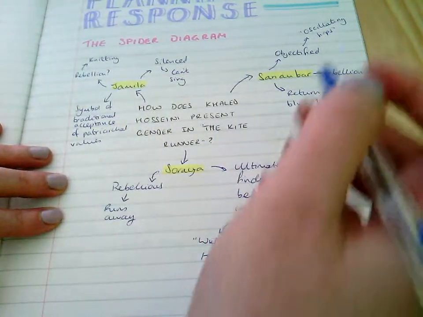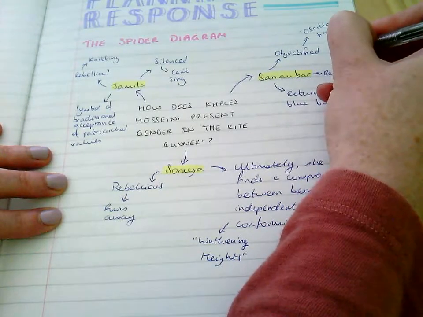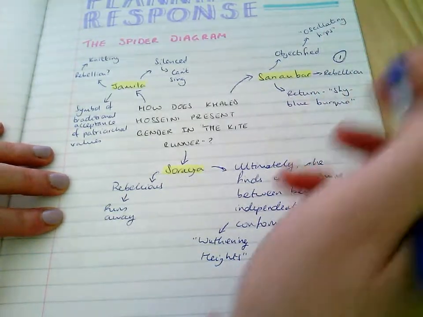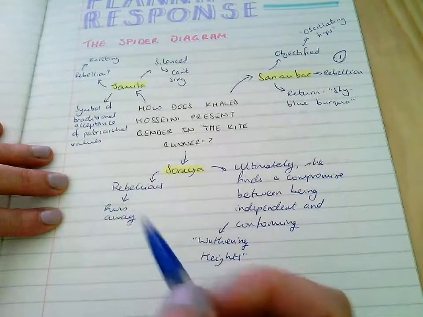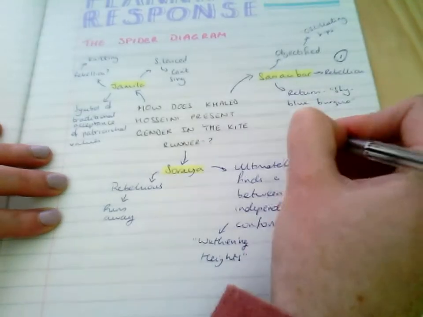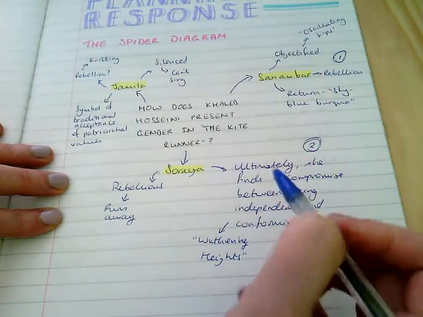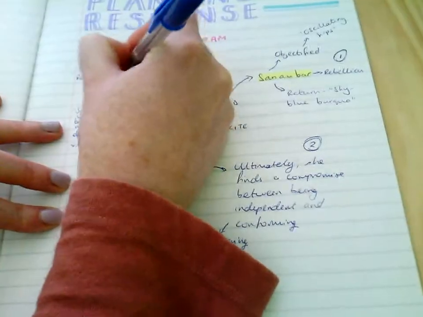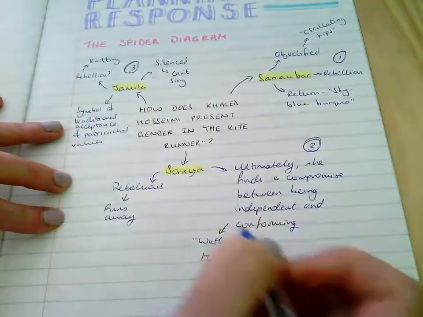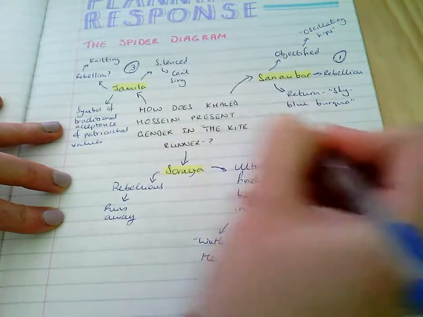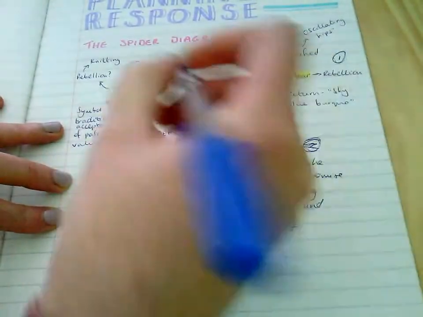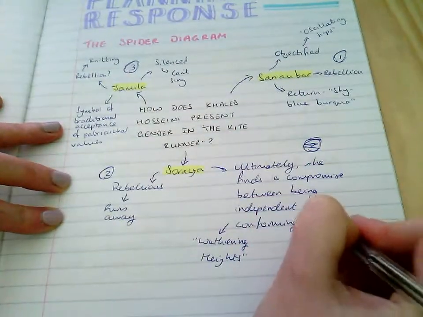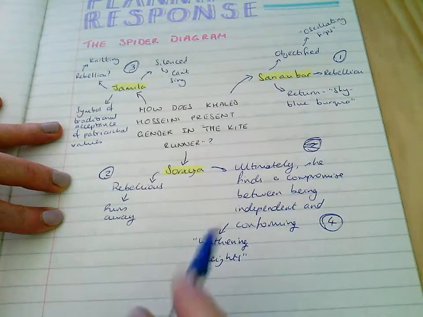So, first of all, I'm going to put a number 1 beside Sanibar, because she would be the first female character that we encounter in the text. And then I'm going to put a number 2 beside Soraya, and a number 3 beside Jamila. I'm going to change that and put my number 2 over here. I'm going to go to Jamila, and then I'm probably going to go back number 4 for this section here.